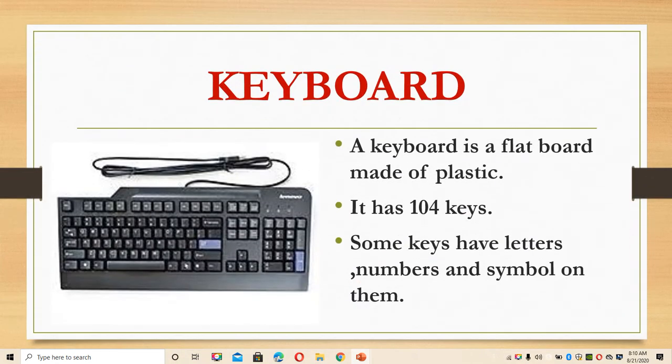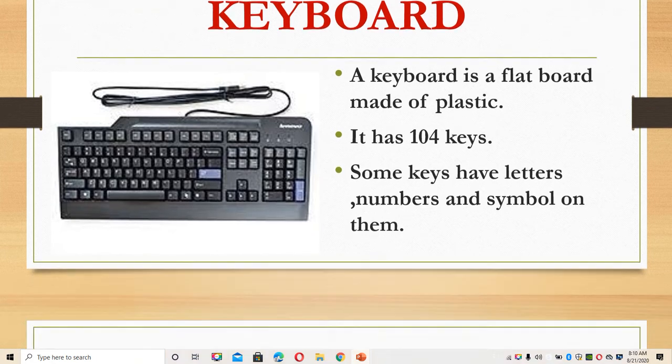Children, this is keyboard. A keyboard has many buttons which are called keys. A keyboard is a flat board made of plastic. It has 104 keys. Some keys have letters and numbers on them. They are used to write on the screen. Some keys have symbols on them. They are used to do various other things.